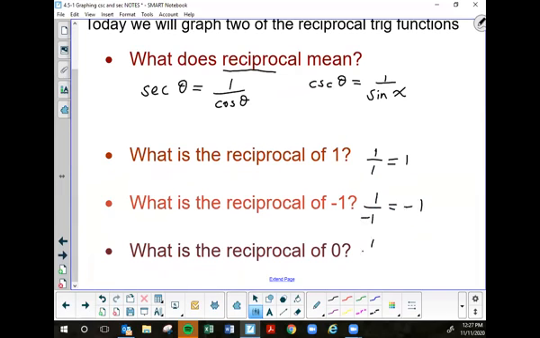And for all of you, type in now into chat. What is the reciprocal of 0? What is 1 over 0? The reciprocal of 0, remember you can't divide by 0. Dividing by 0 is undefined.